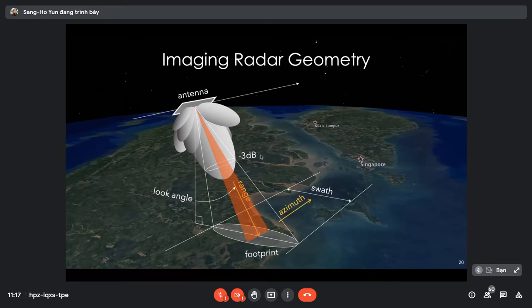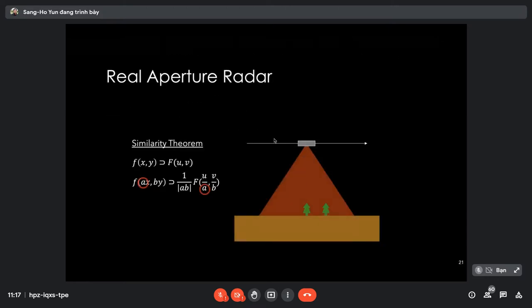Now let's look at this antenna and imaging geometry from this direction. You will see this is the antenna and the radiated beam, with the 3 dB width like this. And remember the similarity theorem: because of the inverse linear relationship, if you lengthen the antenna, the beam width gets narrower, and vice versa. Now, let's imagine that we want to resolve these two trees as distinct objects.